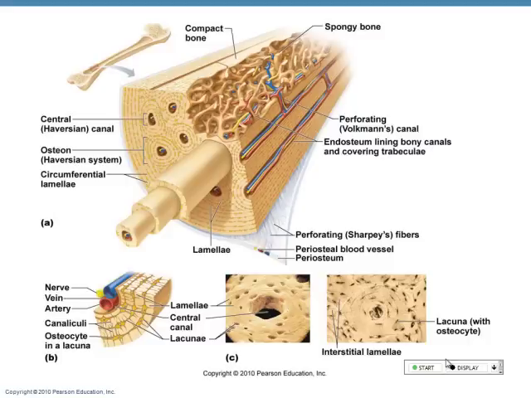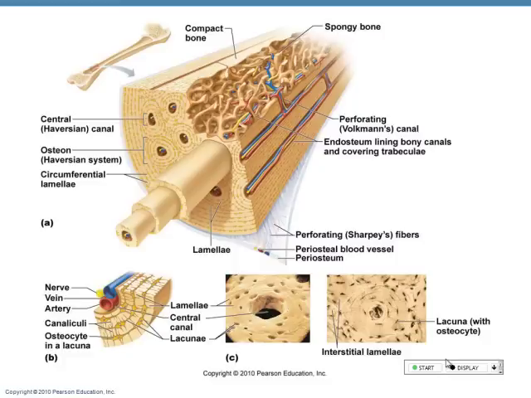In order to get blood supply to everybody, we have to have those Haversian canals, but then we also have to have a connection from the side. So we have Volkmann's canals, the canals that come in from the side or go horizontally in bone. The ones that go longitudinally in bone are called what? Those are the central canals or Haversian canals.